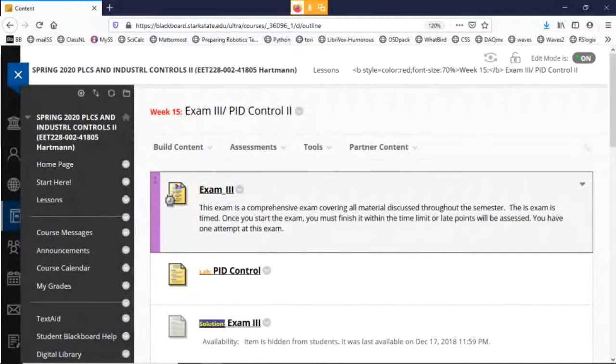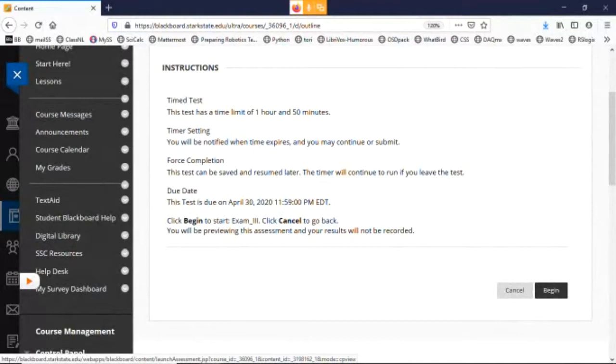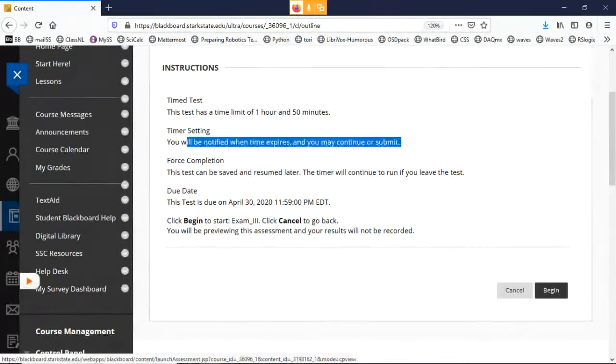Okay, and so you can click on that. And I am dropping the lowest exam. That is correct. So if you're happy with your first 2 exams, you don't have to take exam 3. But if you do, you have 1 hour and 50 minutes to do it. I have the timer on there now.